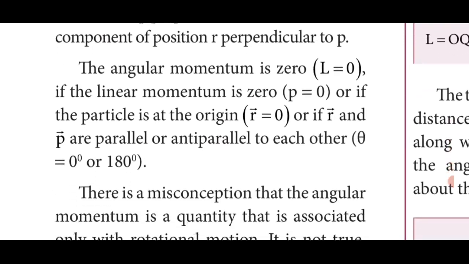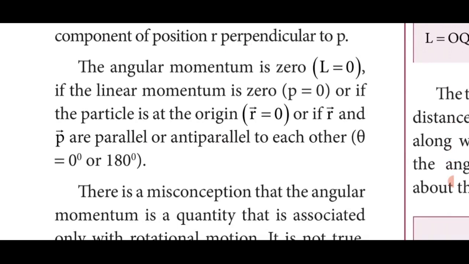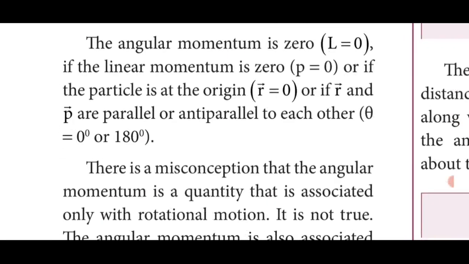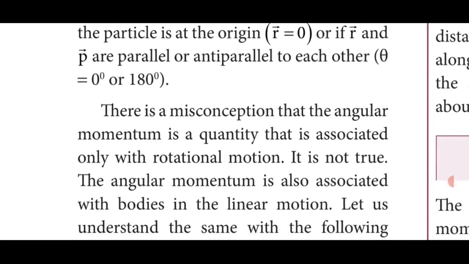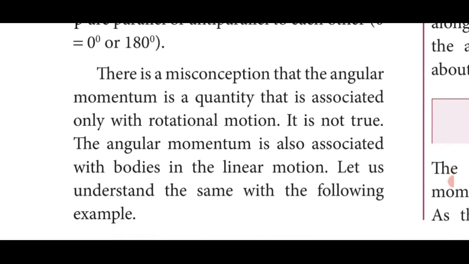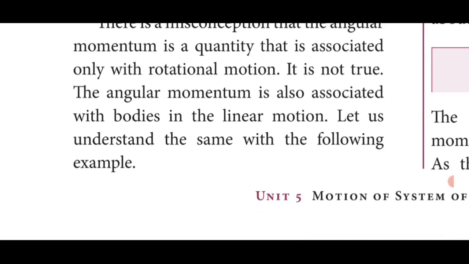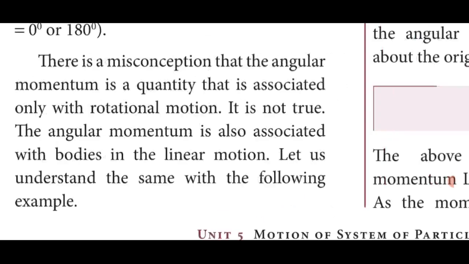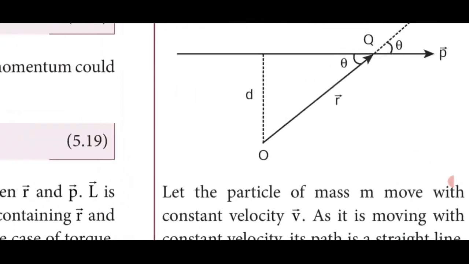The angular momentum is 0, that is L is 0, if the linear momentum is 0, P is equal to 0, or if the particle is at the origin, r is equal to 0, or if r and P are parallel or anti-parallel to each other, that is theta is equal to 0 or 180 degrees. There is a misconception that angular momentum is a quantity associated only with rotational motion. In fact, angular momentum is also associated with bodies in linear motion. We will understand this with the following examples given here.